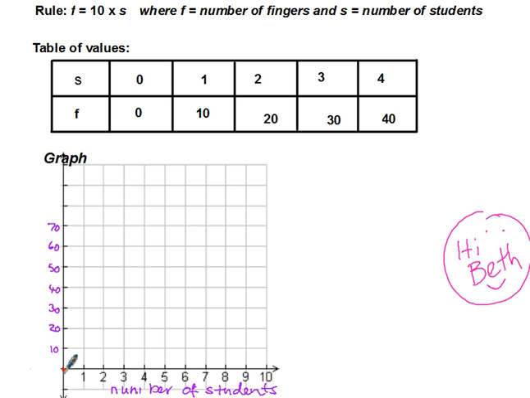So I'll make my red dot there. The next point that I can plot is the point 1, 10. So it's 1 on the number of students and it goes up to 10 on the number of fingers. So there it is there. Next point, 2, 20. I go across to 2 on the number of students and up to 20. 3, 30, you get the hang of it.